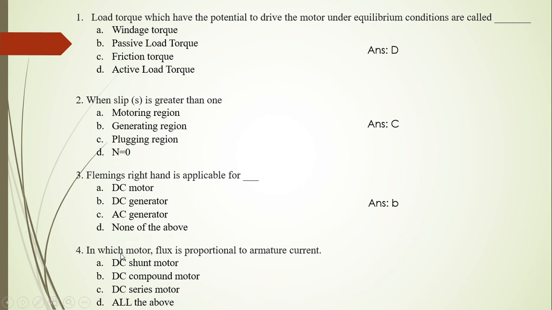Question number 4. In which motor flux is proportional to armature current? We have 4 options: DC shunt motor, DC compound motor, DC series motor. Option D, all the above. In this 4, in which motor flux is proportional to armature current? That means flux value will be increasing if armature current increased. In series motor only it is possible. So option C is the right answer, DC series motor.